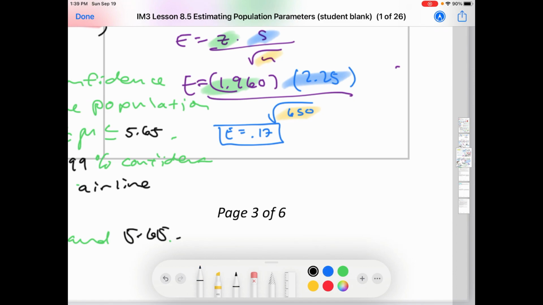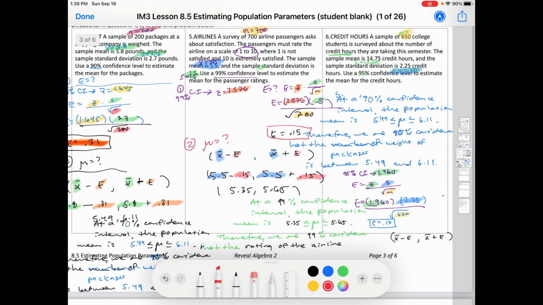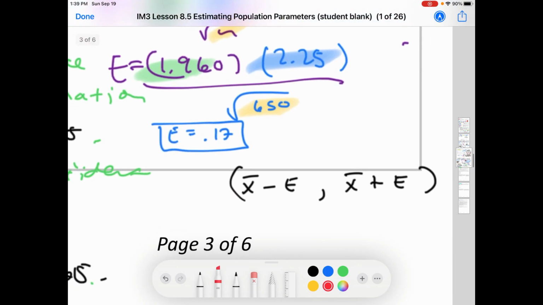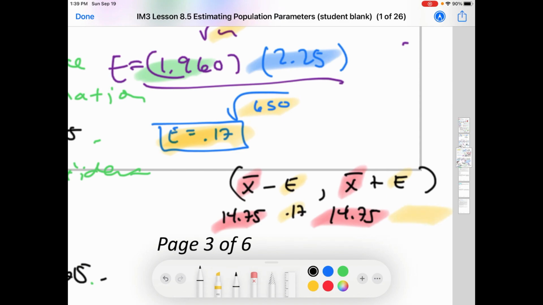And then I need to calculate a range in which the population mean would be. So x bar minus E, x bar plus E. And our x bar is 14.75. Our E value is 0.17.